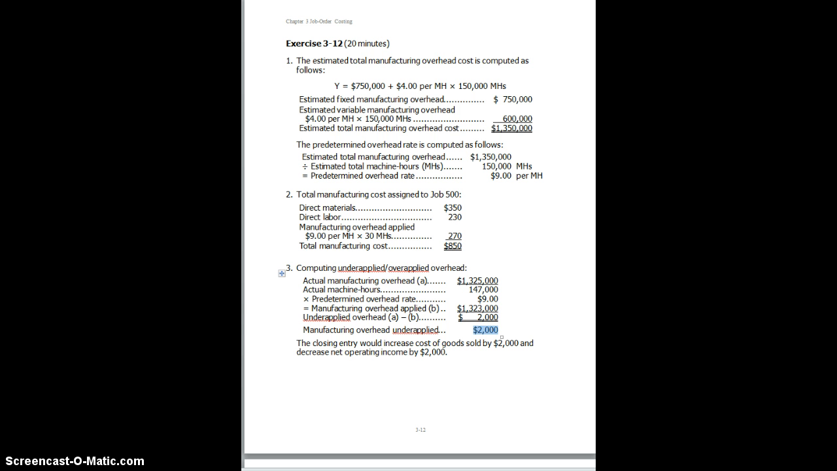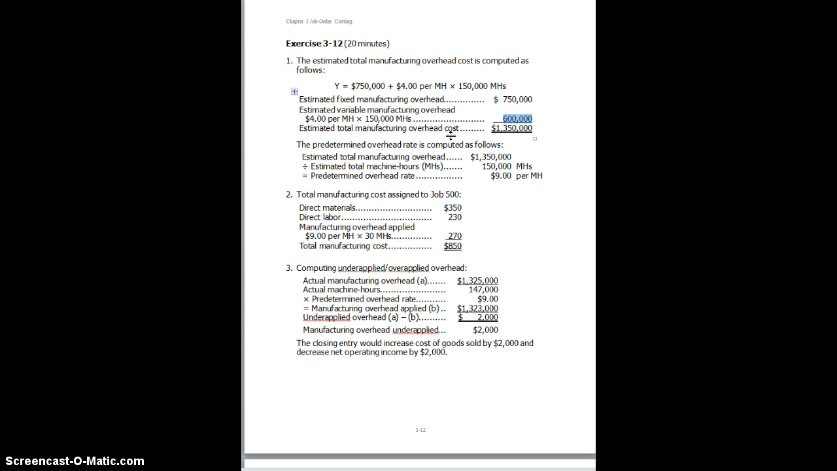In the problem, they tell us that the fixed manufacturing overhead cost is $750,000, and they also tell us that the variable manufacturing overhead is $4 per machine hour, and that there are 150,000 machine hours. Therefore, our variable overhead is $600,000.